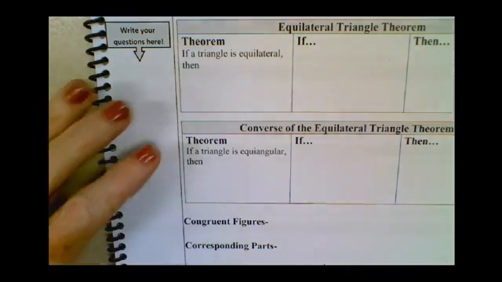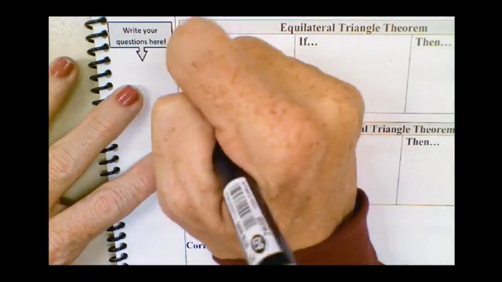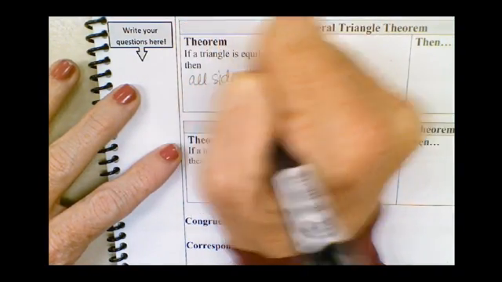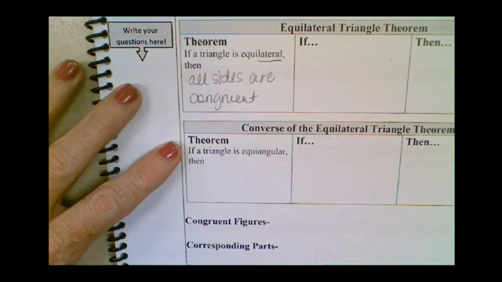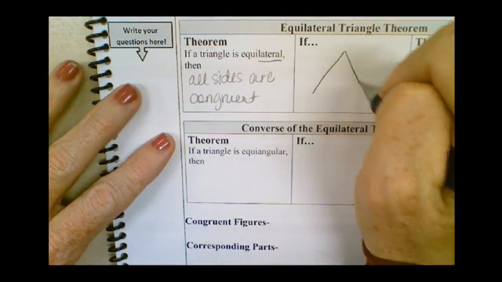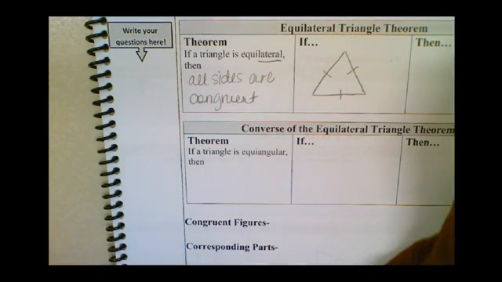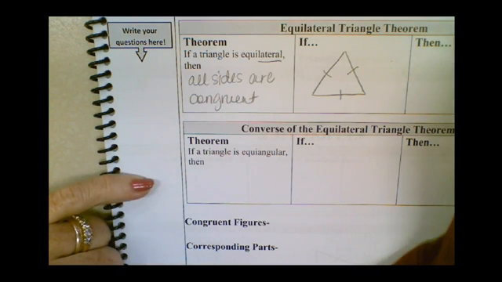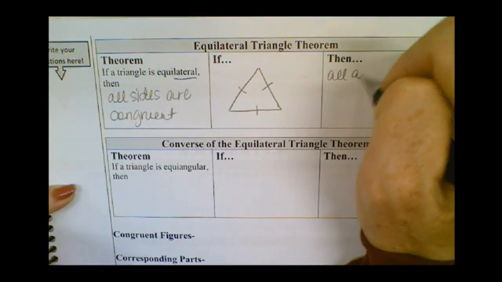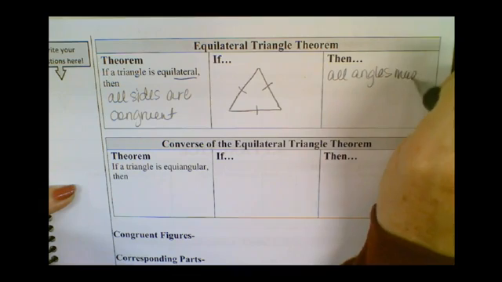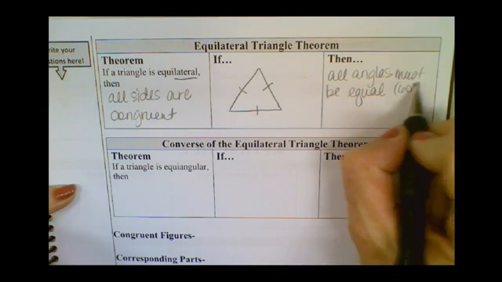Okay, so let's go to the equilateral triangle theorem. What that says is if a triangle is equilateral, then all sides are congruent. All 3 sides are congruent. Okay, so we've got this, and by the tick marks I know that they're all equal. And then I also know that all of the angles must be equal. And that means they must be 60 degrees each.